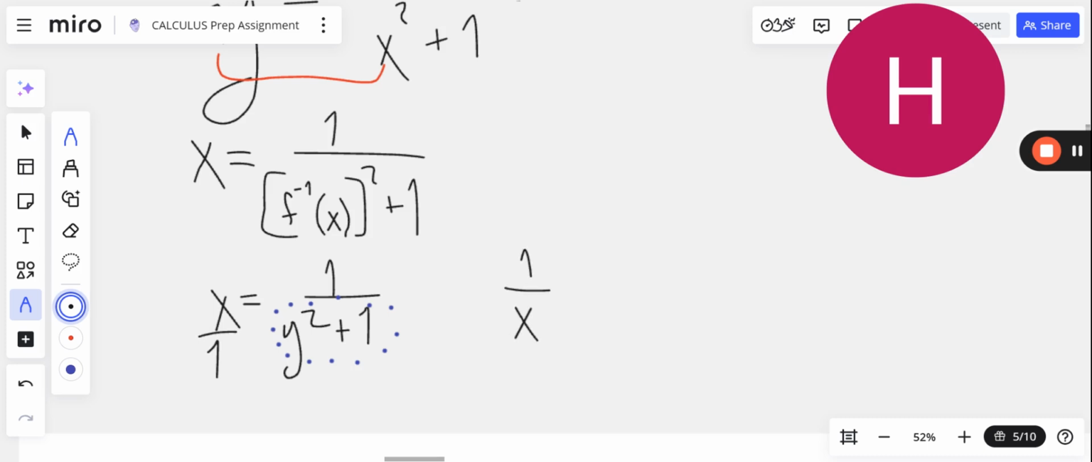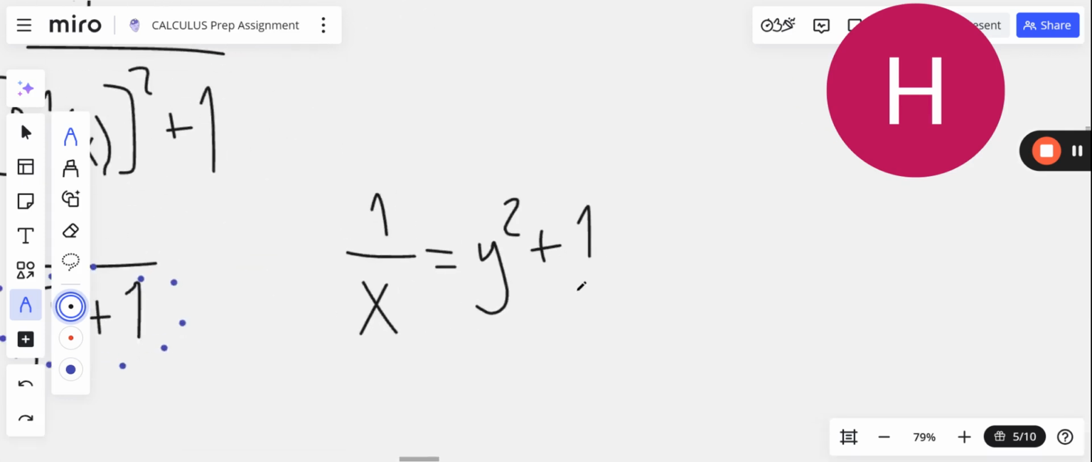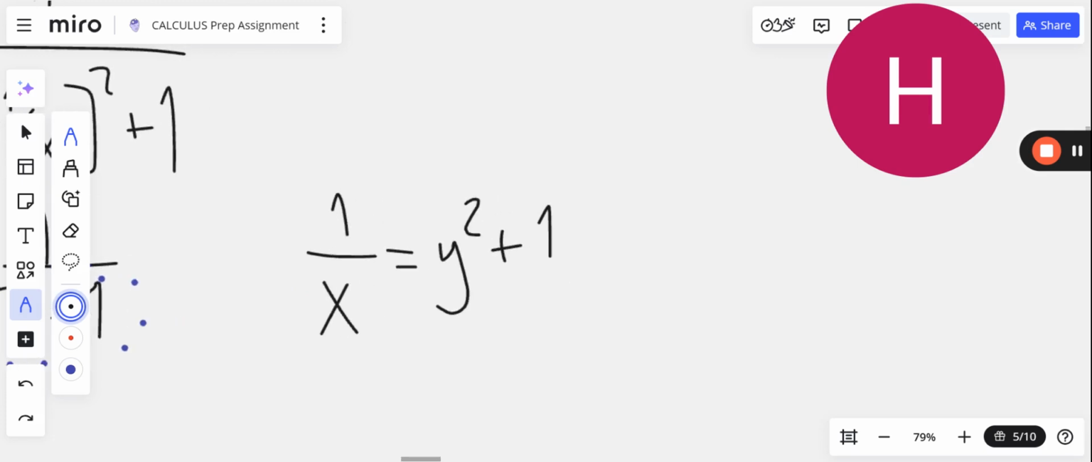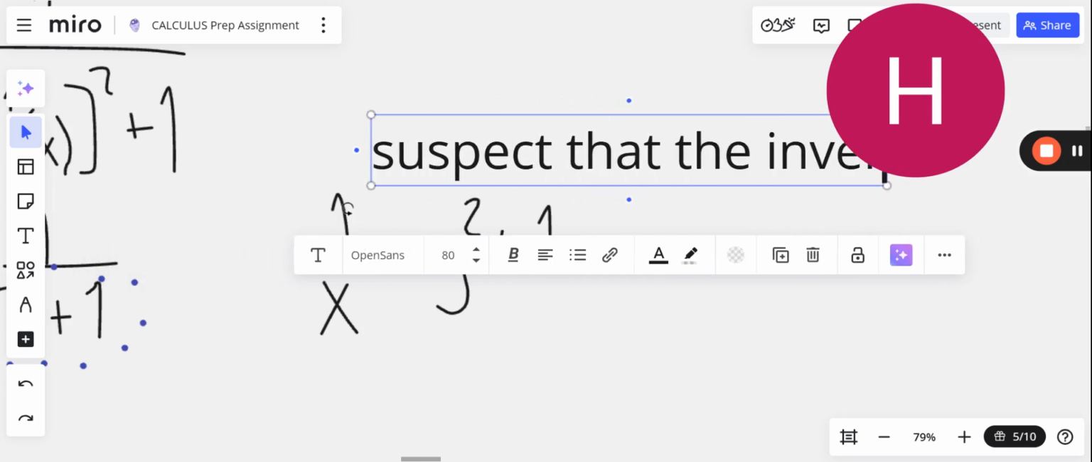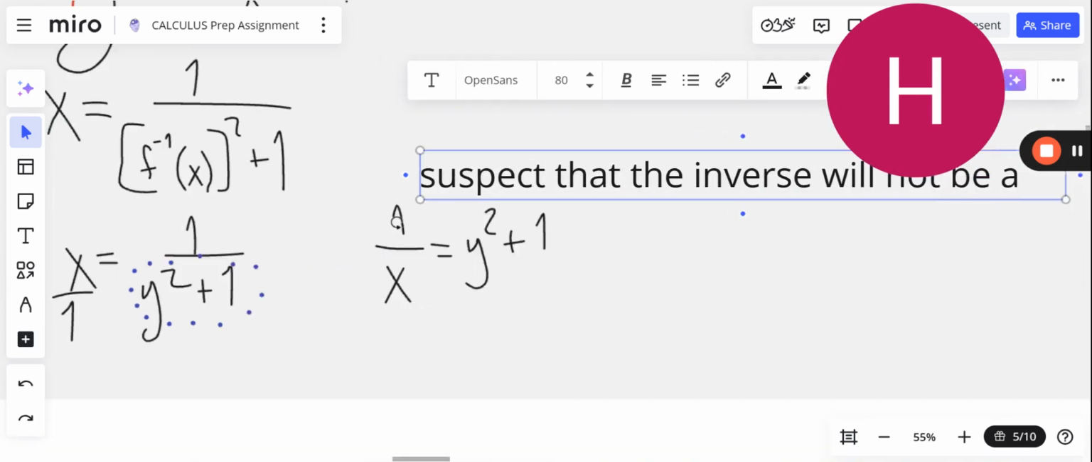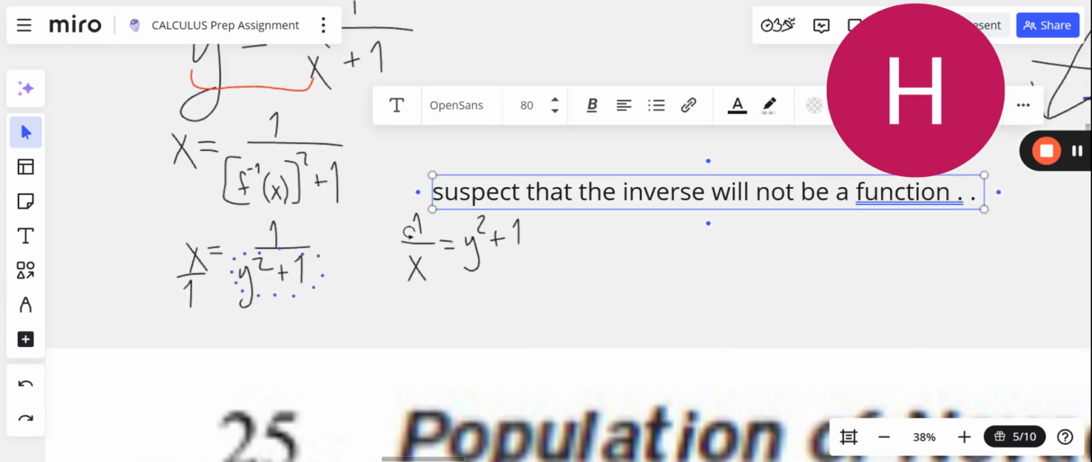1 over x equals y squared plus 1 over 1, which is just y squared plus 1. You get it? I just flipped the whole equation. Flipped it. And now I can solve for y. And at this point, we should have a suspicion that this isn't going to be a function. So suspect that the inverse will not be a function.